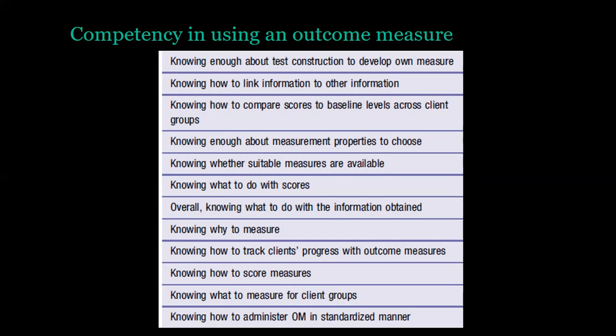We want to know whether the scores are comparable to the baseline across the groups. We want to know whether enough measurement properties are there to choose these particular outcome measures. We want to know whether these outcome measures are suitable measures. We should be knowing what to do with these outcome measures. Is it nominal? Is it ordinal or categorical, or is it a continuous measure? Whether statistical tests can be done on these outcome measures.